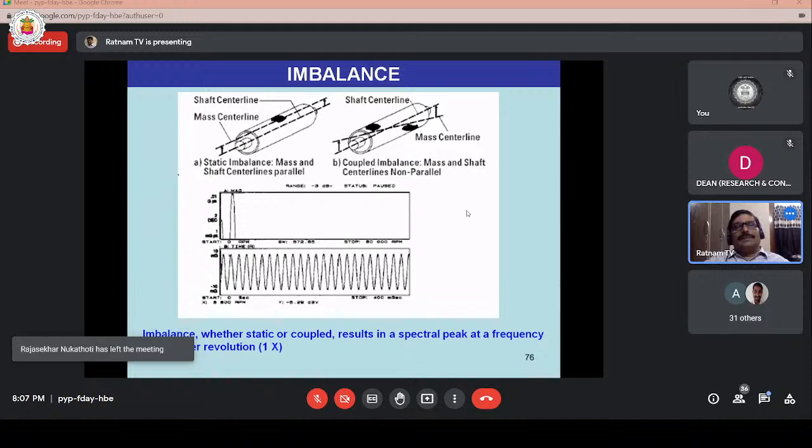There are static imbalance, where the mass and shaft are on the center line, when excessive mass is in the center line with the shaft axis. Coupled imbalance will occur when the shaft center line and mass center line are deviated, non-parallel. In both cases, this 1x component will appear in the vibration spectrum.